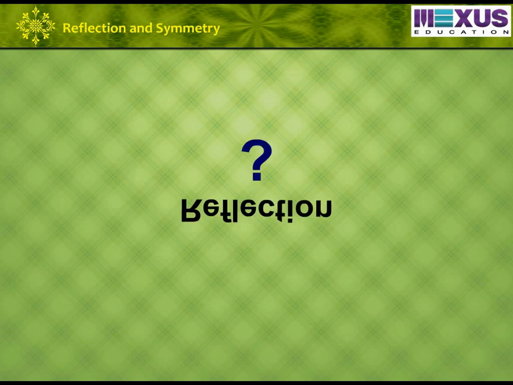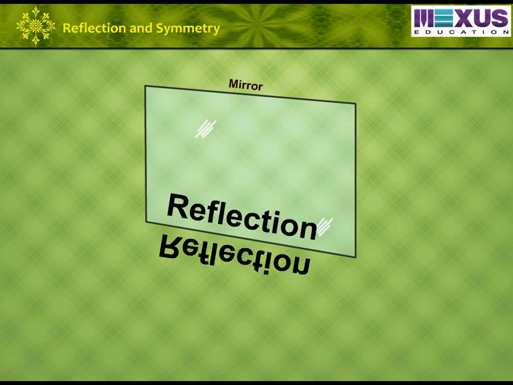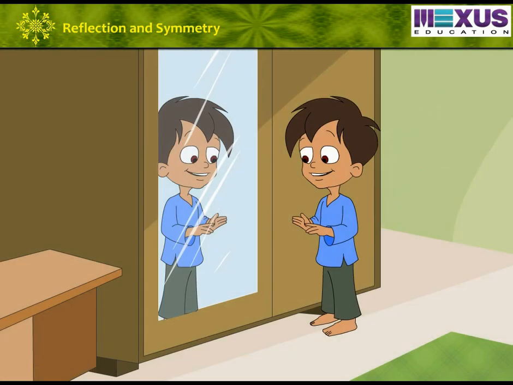Can you read this word? Try. Okay, now, let's keep a mirror in front of it. Now read this with the help of the mirror. Can you read now? Great! The word is reflection. We all like to stand in front of the mirror. We all can see our own image in the mirror. But have you noticed one thing? That when you stand in front of the mirror, you and your image are always at the same distance from the surface of a mirror.